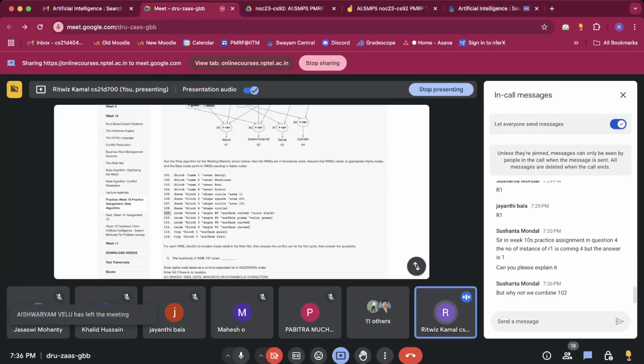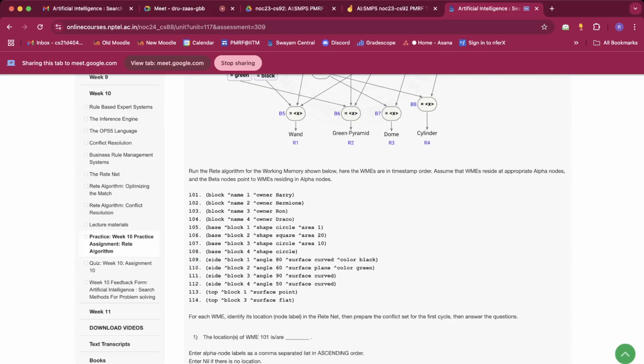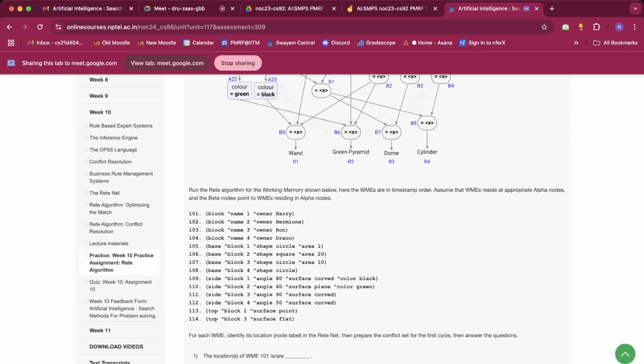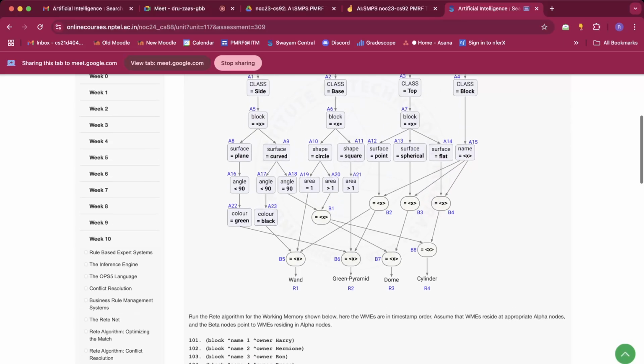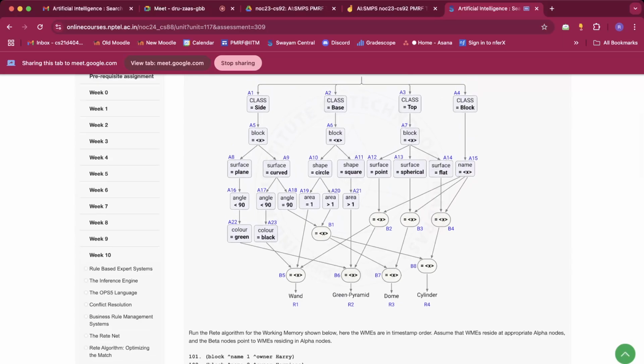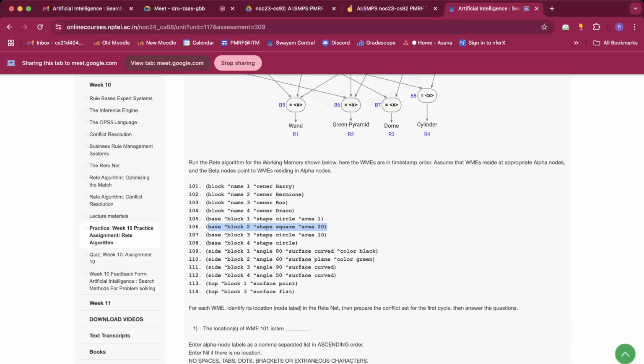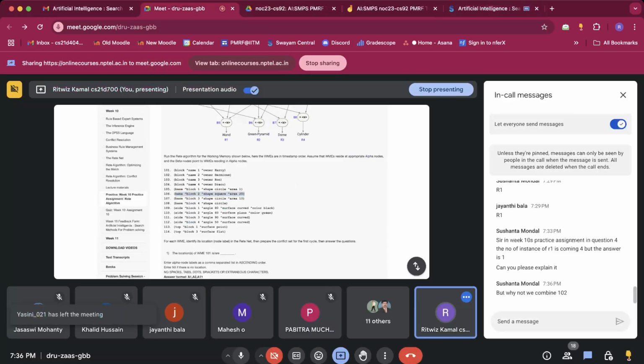Why not combine 102? Let's look at what 102 is. Block name 2, owner Hermione. But we are already told that block 2 has a shape square and area 20. But we are told that for us to fire rule 1, shape should be circle and area should be 1. So we can't apply 102, right? You get my point?